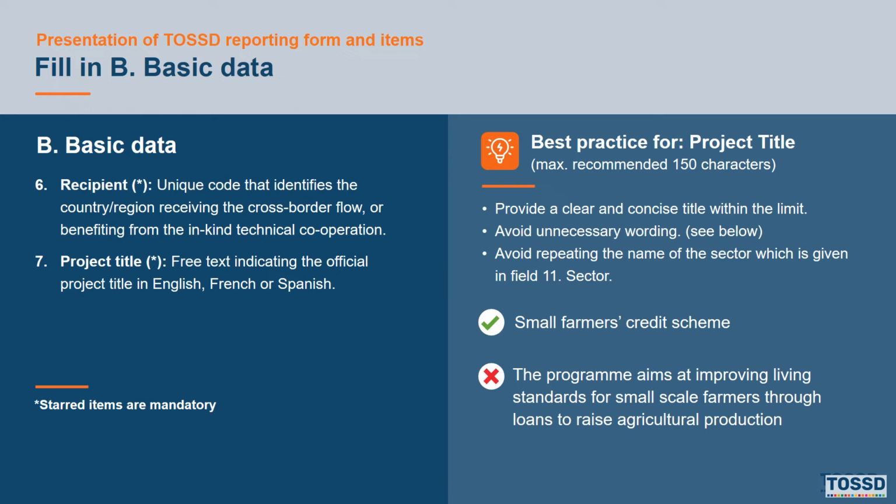In the project title field, you should provide a free text indicating the official project title in English, French, or Spanish. Some best practices for project titles. First, it is recommended that you do not provide titles with more than 150 characters. You should try to provide a clear and concise title within the limit, avoid unnecessary wording, and avoid repeating the name of the sector, which is already provided in field 11. You can see here an example of good practice and an example of a project title that does not follow good practice.